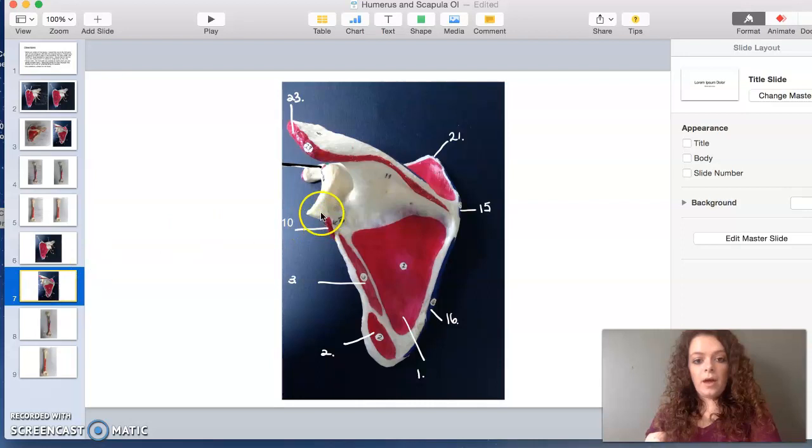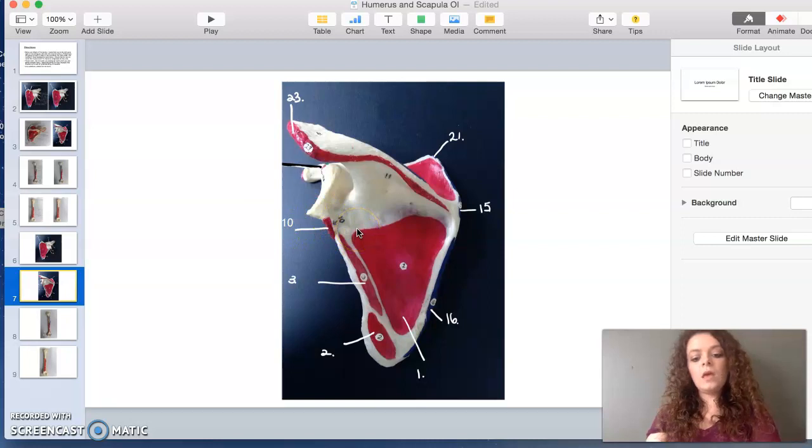And on the posterior aspect, starting with the origins, at number 23, we are going to have the origin for the deltoid muscle. At number 1, we are going to have the origin for the infraspinatus. And below it at number 2, we are going to have the origin for the teres major. And above it at number 3, we are going to have the origin for the teres minor. And over here at number 10, we are going to have the origin for the long head of the triceps brachii.